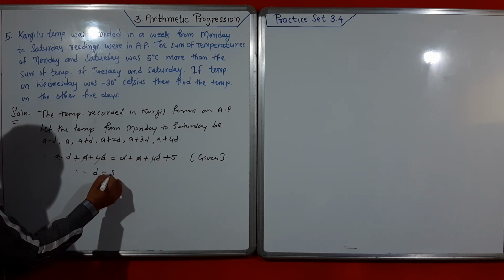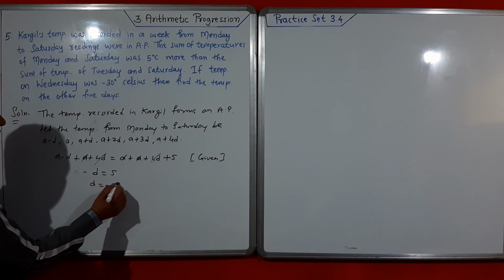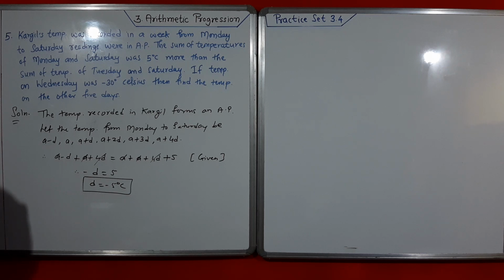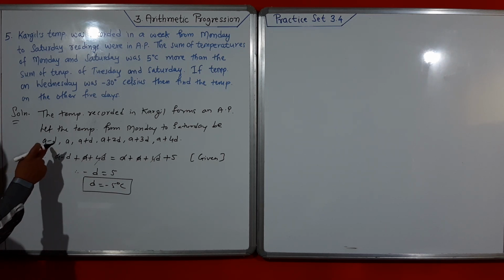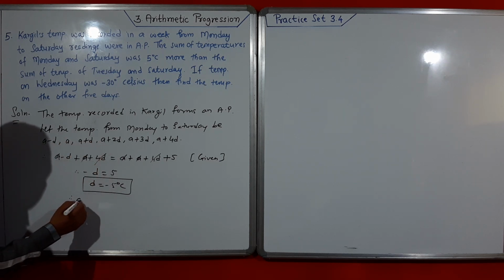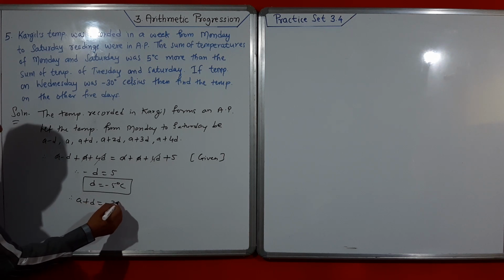Minus d is equal to 5, so d is equal to minus 5 degrees Celsius. This is a common difference of 5 degrees Celsius. Now you have d. What you have to find, what is given? The Wednesday temperature. Monday, Tuesday, Wednesday, then Thursday. Therefore a plus d is equal to minus 30 degrees Celsius.